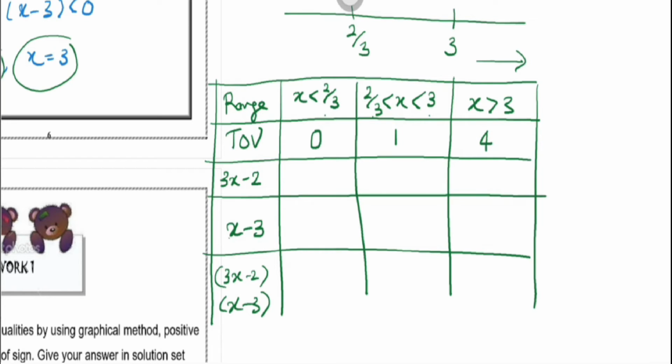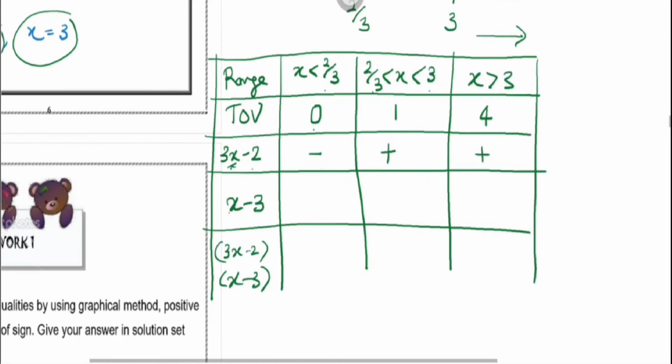Okay, now once you have chosen your test of value, kita akan subs this value into our factor. Katakan 0, gantikan di sini. 3 darab 0 tolak 2. So we're gonna have a negative number. Tekan calculator ya. Okay, 1 masukkan di sini, 3x tolak 2. So dia akan jadi positive number. Yang ni pun akan dapat positif bila awak masukkan 4 ke dalam x ini.